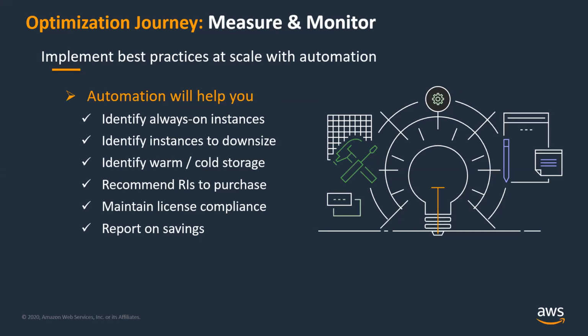Once you tag your resources, there are various tools offered by AWS as well as third parties which can help you to automatically identify various optimization opportunities, like which instances are always on, and either they are over provisioned or if they are always utilized at a constant rate. If that is the case, probably you can lower the cost by purchasing Savings Plans or Reserved Instances, which Kevin was talking about earlier. And also these tools can help you to keep an eye on licensing.